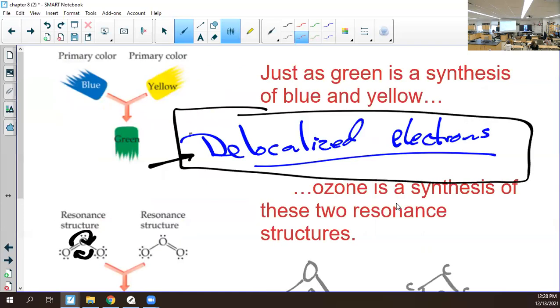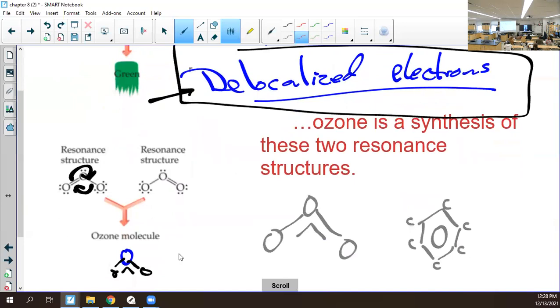Now, there's 2 key words that are important: resonant and delocalized, which we've talked about before. What else had delocalized electrons? Metals. Oh, yeah. Okay, so look, just as green is a synthesis of blue and yellow, our resonance structure of ozone is a combination of both. Like we say, ozone is this, it's both of them mixed.